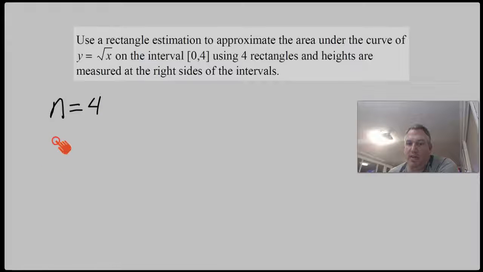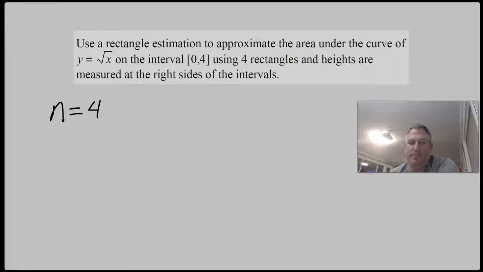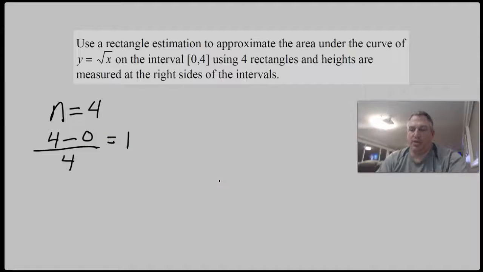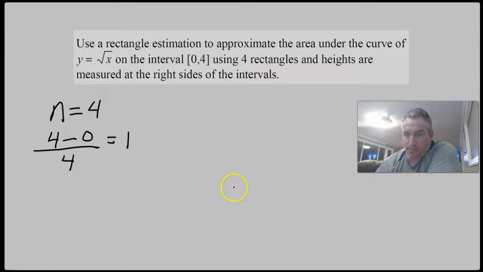I'm going to have then the interval, which is 4 minus 0, the width of the interval. We'll divide that by 4. So each rectangle will be 1 wide. Now that's going to make that nice and simple. So what we're going to do here is evaluate the function at right endpoints, and we're going to do that by breaking up the intervals. Pretty simple on this problem since we have a width of 1.